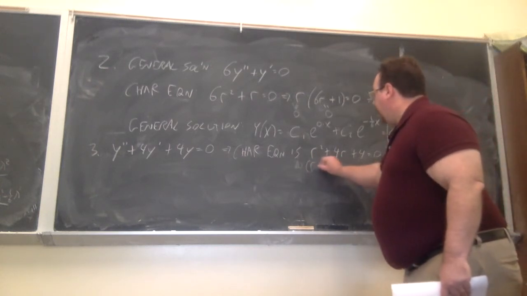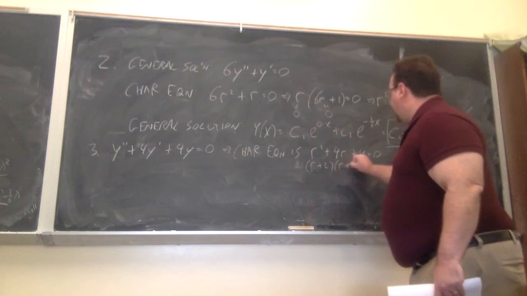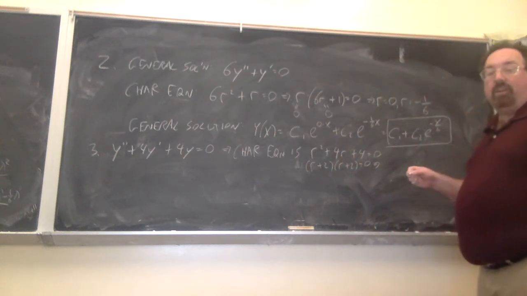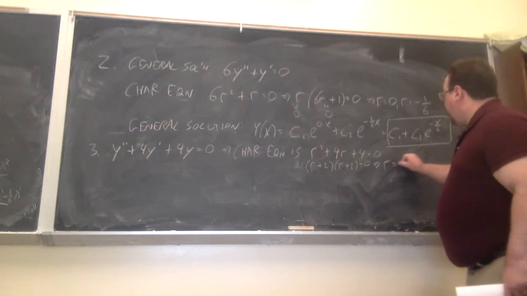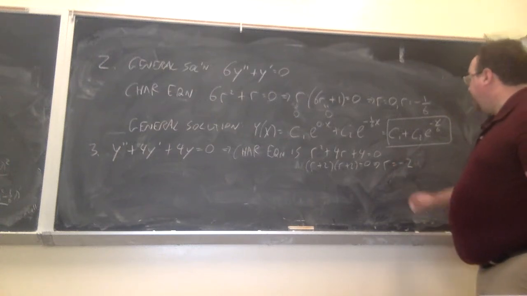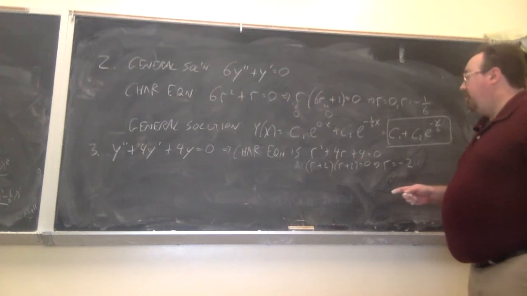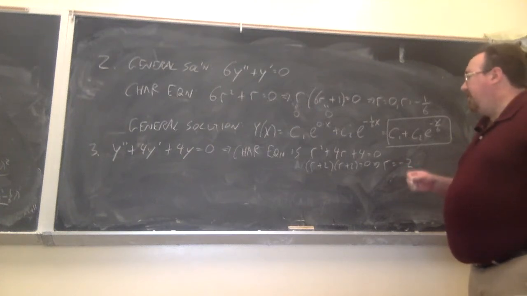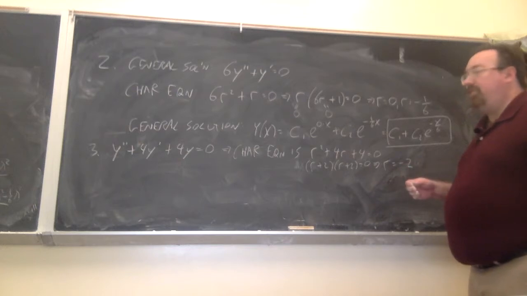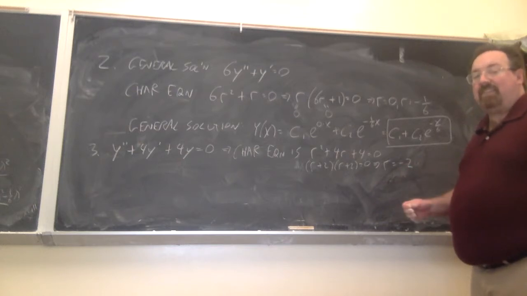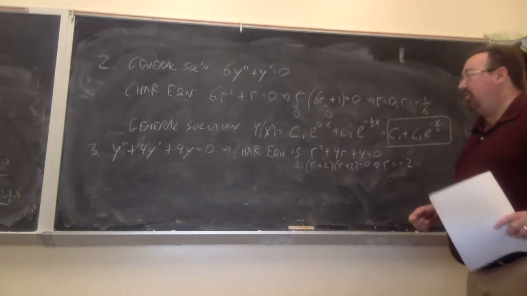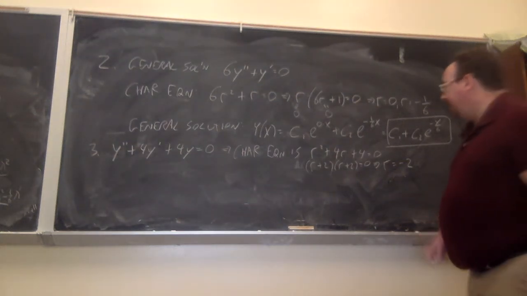You get r plus 2 squared is equal to 0. So there's only one root, a double root: r is equal to minus 2. So when you have a repeated root, don't forget, there's a common mistake. You are going to have exponentials, but one of the exponentials has to be multiplied by x. So you have to have two distinct solutions, y1 and y2, that get multiplied by constants.